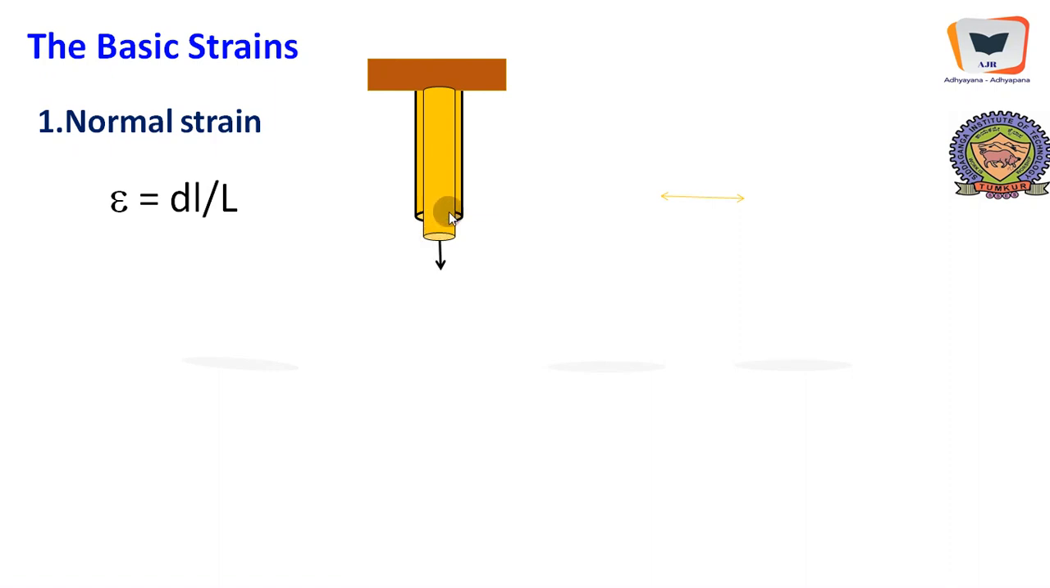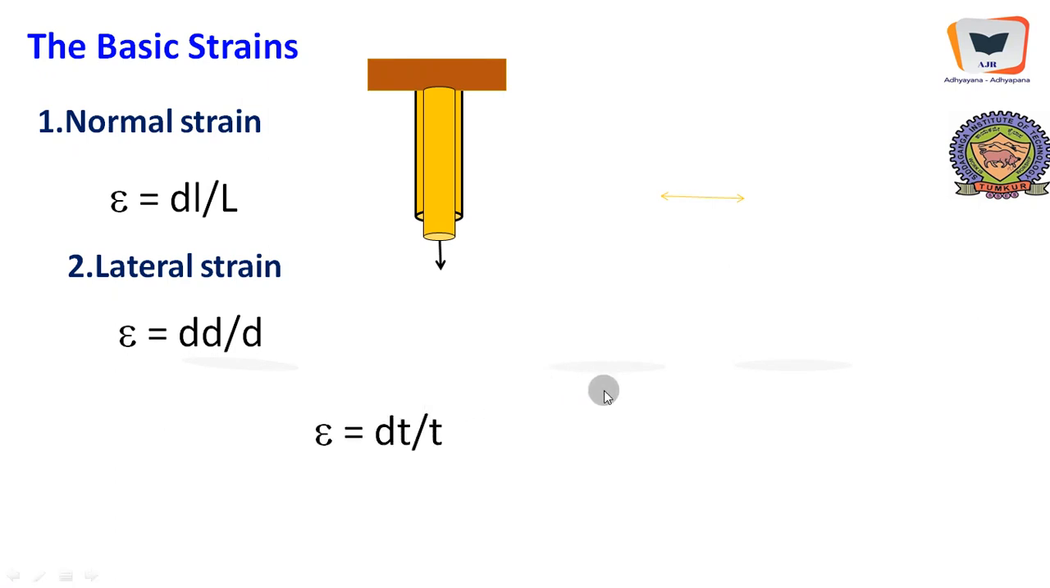The direction of the movement will be along the length, but perpendicular to the area of cross section. So epsilon here is delta L by L, where delta L is the change in length and L is the original length of the specimen. Lateral strain could be dd by d, if you want to measure the strain along the diameter: change in diameter by original diameter, change in thickness by original thickness, and change in width by original width. They are also called linear strains.